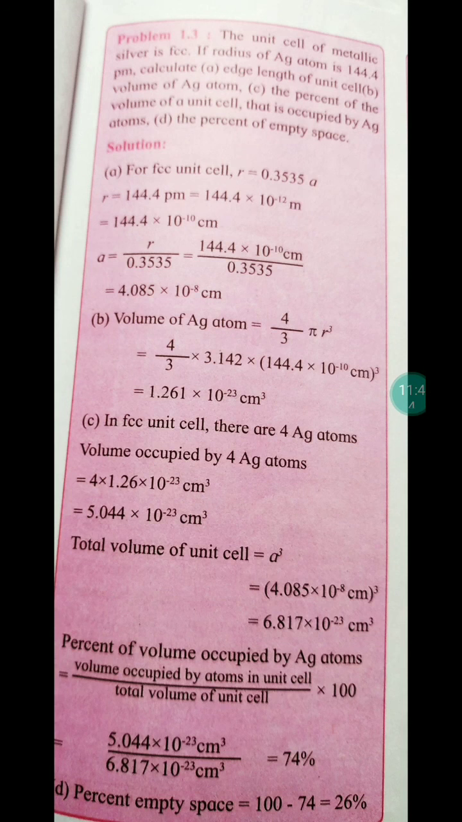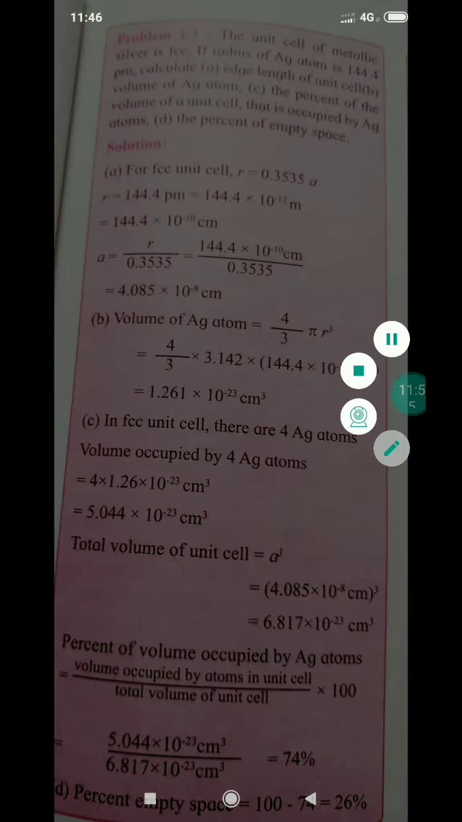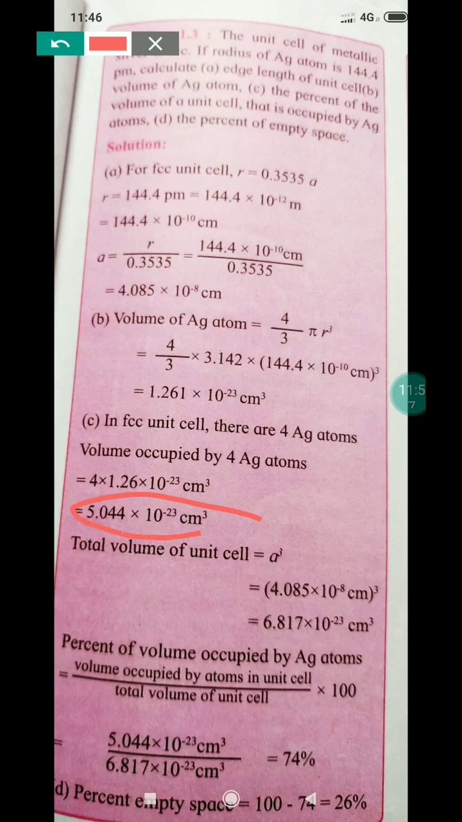Now the percentage occupied is equal to the volume occupied divided by the total volume of the unit cell multiplied by 100. The volume occupied is 5.044 into 10 to the power minus 23 centimeter cube, and the total volume of the unit cell is 6.817 into 10 to the power minus 23. By putting these values, we get 74%. This is the volume occupied. Now the void space is 100 minus 74, that is 26.